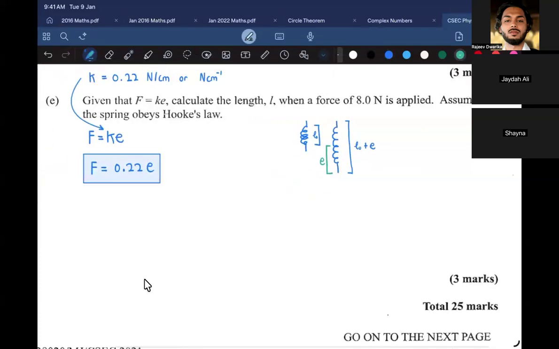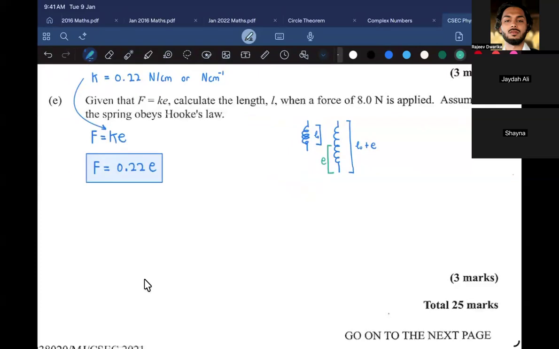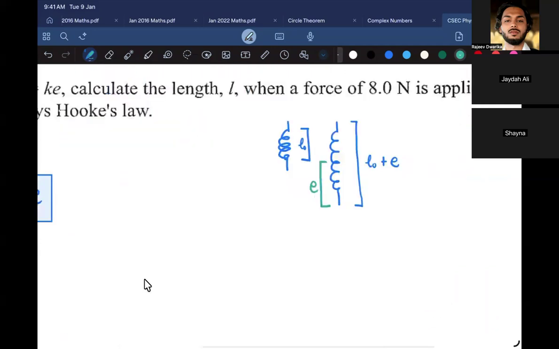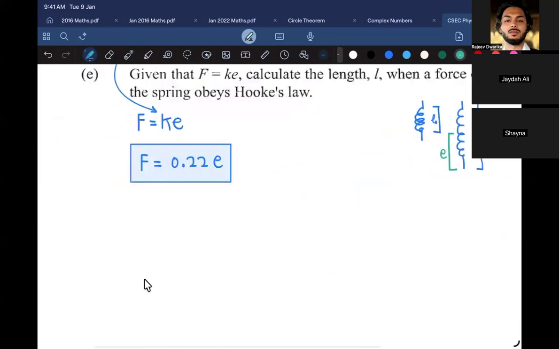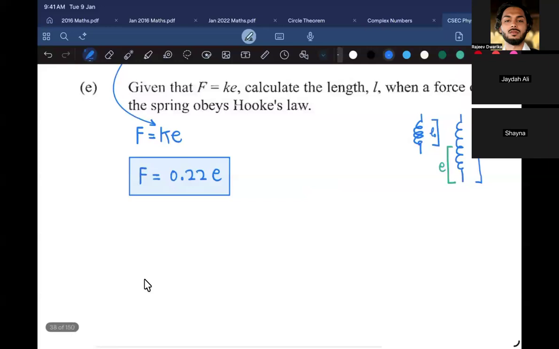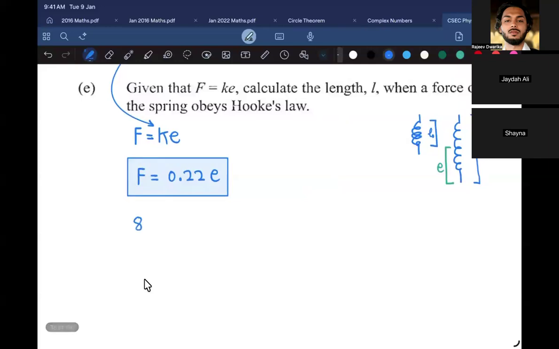This is where plenty of students are going to make a mistake. Plenty of students will just find the extension and call it a day. But that's not it. If I want to find the new length, I would have to add the extension to what? The original length. Exactly. So they told me that the force was 8, so I could make a substitution and replace F with 8. So we have 8 is equal to 0.22 E.